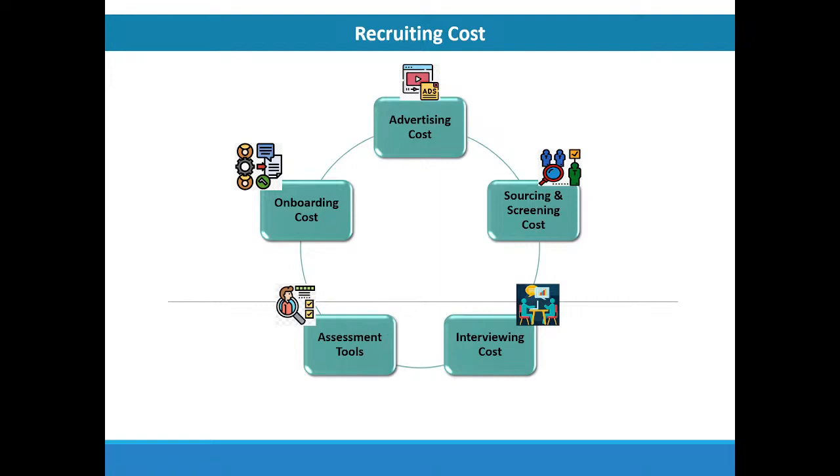So basically, what is cost per hire? Cost per hire is a recruiting metric that measures the cost associated with the process of hiring new employees. These include expenses such as sourcing and recruitment, advertisement cost, onboarding, and referral bonus program cost.